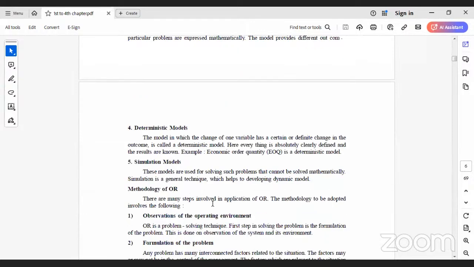So therefore, what is a deterministic model? The deterministic model is the model in which the change in one variable gives a definite change in the outcome.